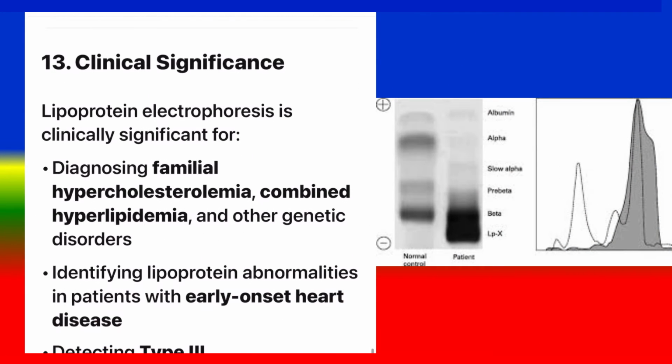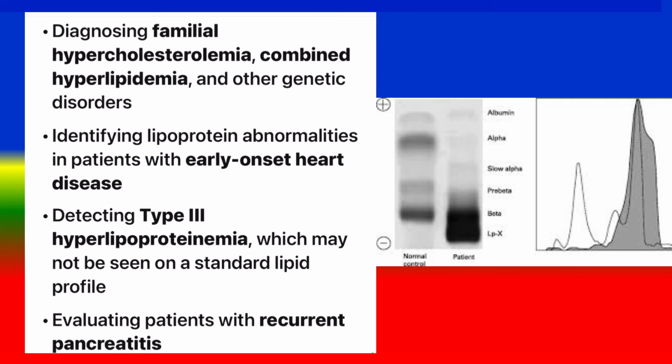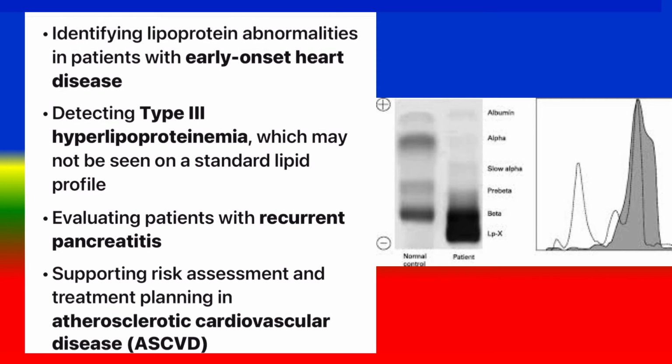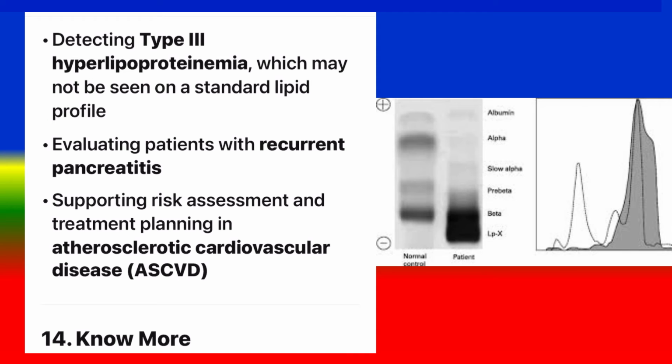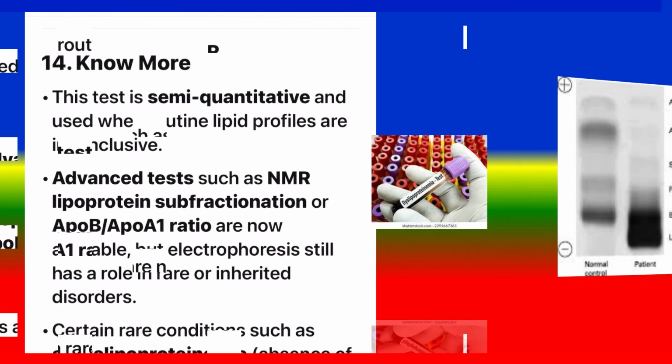13. Clinical significance. Lipoprotein electrophoresis is clinically significant for diagnosing familial hypercholesterolemia, combined hyperlipidemia, and other genetic disorders, identifying lipoprotein abnormalities in patients with early onset heart disease, detecting type 3 hyperlipoproteinemia, which may not be seen on a standard lipid profile, evaluating patients with recurrent pancreatitis, supporting risk assessment and treatment planning in atherosclerotic cardiovascular disease, ASCVD.